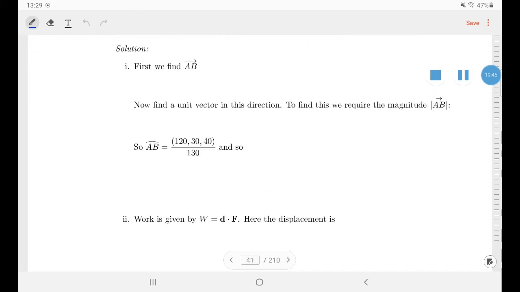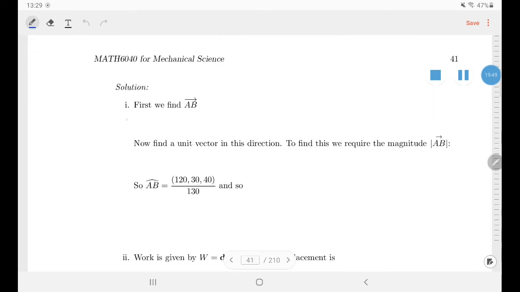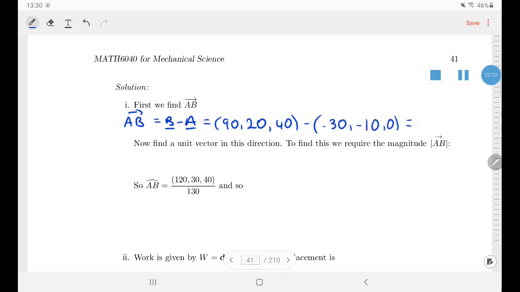So the vector from A to B is equal to point B minus point A. Point B, you can see on the previous page, is (90, 20, 40). Take away A, which is (-30, -10, 0). So you get 90 minus 30 is 120, 20 minus 10 is 30, and 40 minus 0 is 40. So that's the vector from A to B.